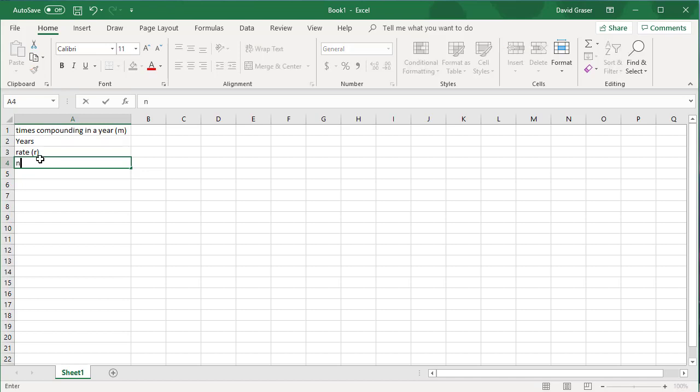Now we'll do the number of periods, what we would call N. Click down on the next cell, PMT for payment. So that would be capital R. Click on the next one. Again, it does that same thing that we had before. So I'm going to undo, type it again.